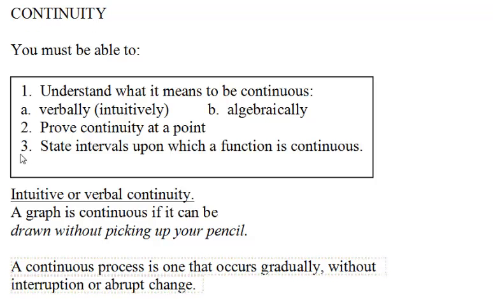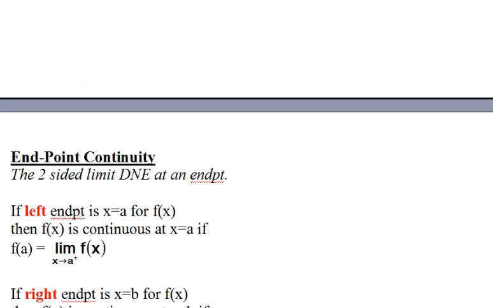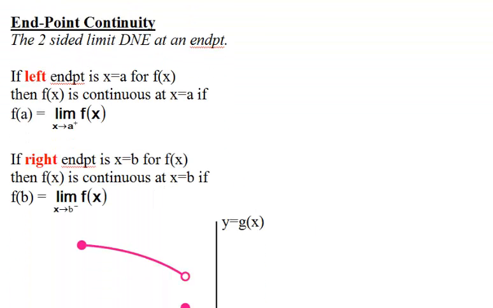One of the things that we've got to do is find intervals on which a function is continuous. We need to look at endpoint continuity. At an endpoint, the two-sided limit does not exist. So in order to show that a function is continuous at the left end of an interval, we have to show that the function value is equal to the one-sided limit.